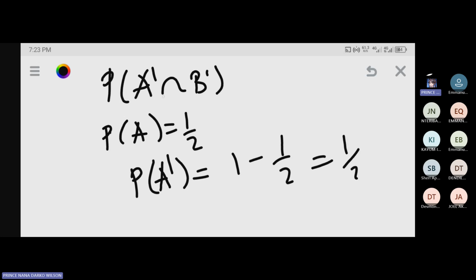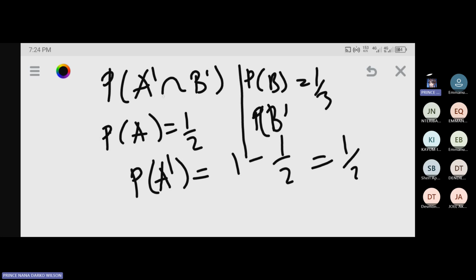Now, the probability of B, so we know probability of A complement is 1 over 2. Let's keep that in mind. Now, the probability of B is 1 over 3. So the probability of B complements is going to be 1 minus 1 over 3, which is equal to 2 out of 3. So it's equal to 2 over 3. Okay, I have little space here, so I'm barely managing.